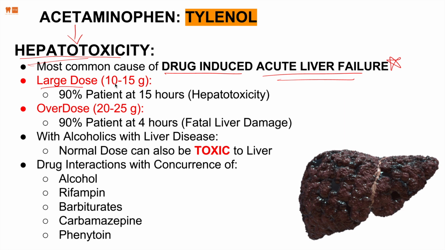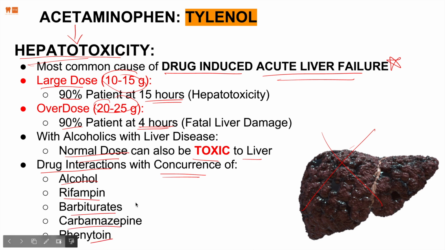See, when in large doses, which is about 10 to 15 grams, 90% of the patients will have hepatotoxicity in the first 15 hours. But in overdoses, which is double that, 20 to 25 grams, 90% of the patients will have 4 hours window for fatal liver damage, liver death. With alcoholics, or with liver disease, or clubbed together, even normal doses can be toxic to the liver. So, in that sense, acetaminophen is very heavy on the liver. Therefore, for drug interactions, when acetaminophen is taken in concurrence of alcohol, rifampin, barbiturates, carbamazepine, phenytoin, it will lead to hepatotoxicity. Now, not in all senses, but always above large doses or overdoses.